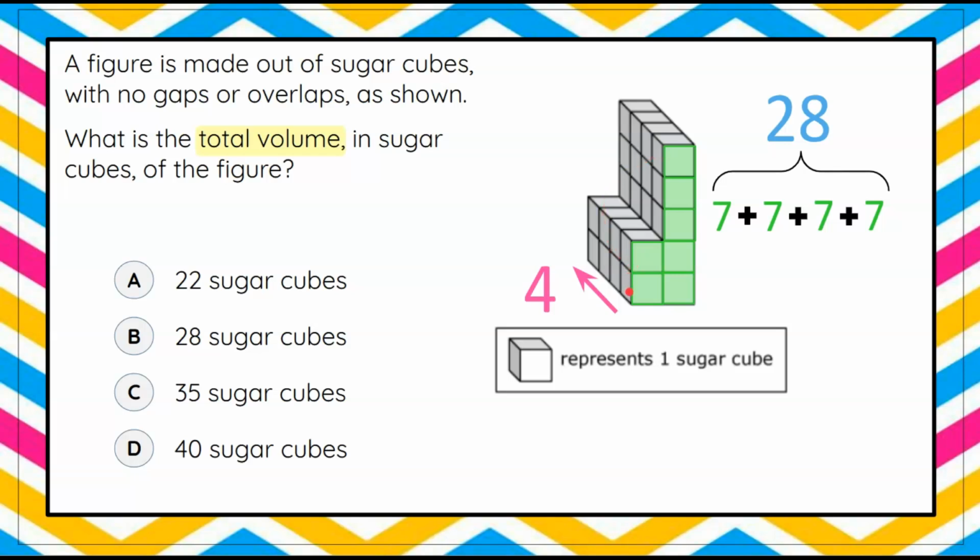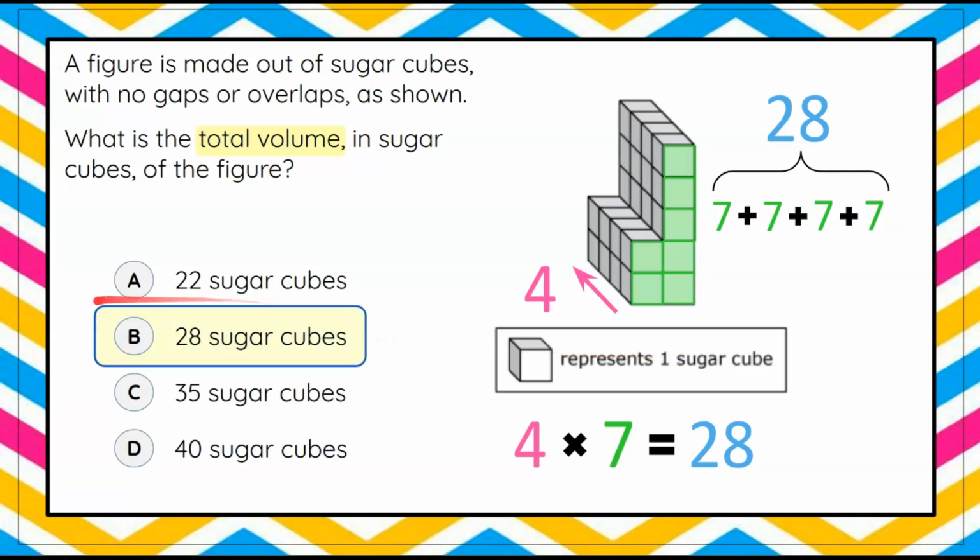Another way to look at this is I know I have 4 different columns, or it goes deep, 4 rows, however you want to look at it. 4 times 7 in each one of those, and 4 times 7 is 28. So I know that 1 cube represents 1 sugar cube, so I can say that there are a total of 28 sugar cubes in this figure.